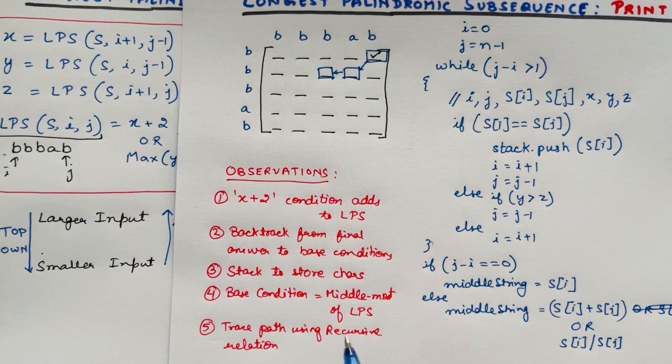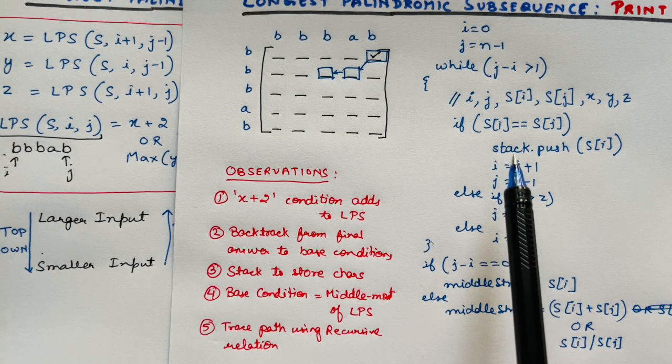Now, in the base condition, we may reach at a point where j minus I is either equal to 0 or it is equal to 1. If it is equal to 0, that means we are left with the single character. So that single character will become the middle string of the palindrome that we are looking for. And if j minus I equal to 1, that means there are two characters. So if the two characters are same, then both combined will become the middle string of the palindrome we are looking for. But if the two characters are different, then any of them can become the middle string of the palindrome.